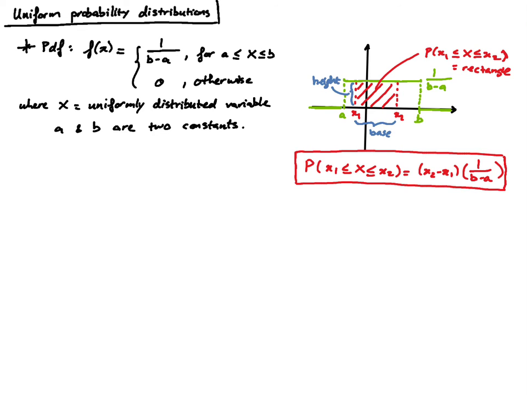So in this video, we looked at the uniform probability distribution. We looked at the probability density function, and we plotted that probability density function to obtain the probability density curve. And then we derived a formula that we can use to find the probability that x falls between two values x1 and x2.